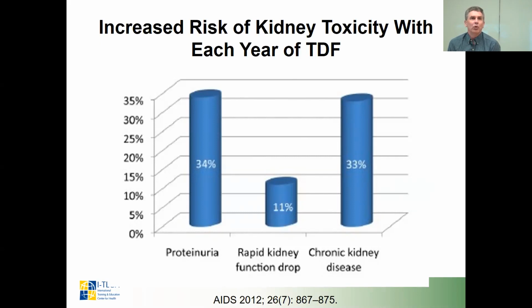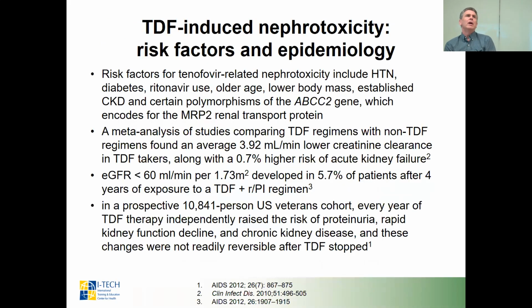And what they found was that every year of using tenofovir was associated with about a 1/3 increase in the risk of developing proteinuria, about a 1/3 increase in the risk of developing chronic kidney disease, and about an 11% increase in the risk of developing rapid kidney dysfunction.